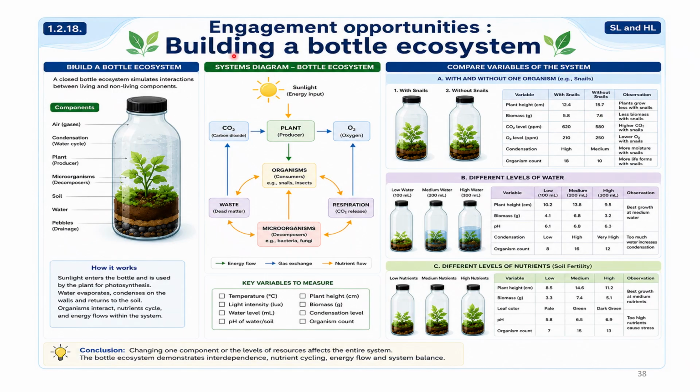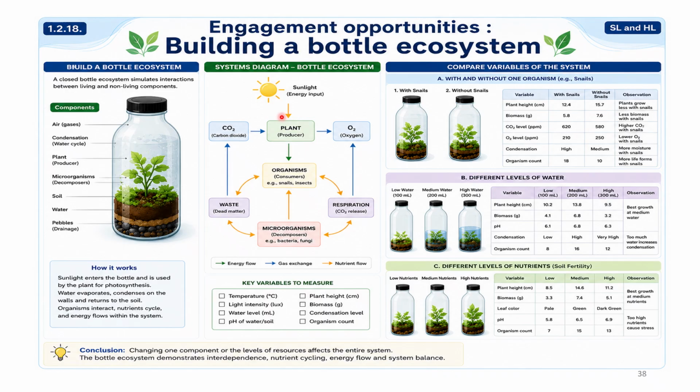Next, let's explore a bottle ecosystem, a simple model that demonstrates how living and non-living components interact within a closed system. The bottle contains producers such as plants, decomposers like bacteria and fungi, soil, water, air, and drainage materials. Sunlight provides the energy for photosynthesis, while water continuously evaporates, condenses, and returns to the soil, illustrating the water cycle.